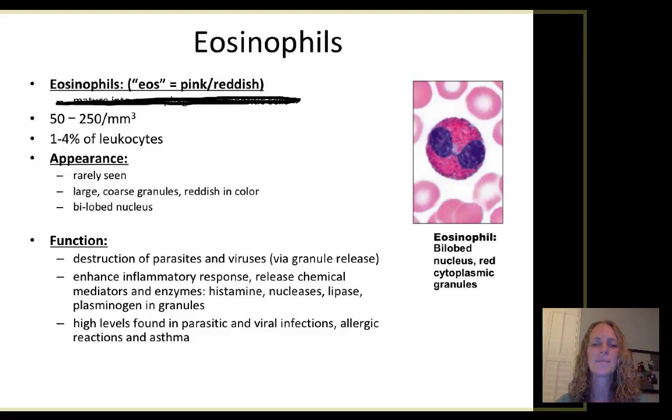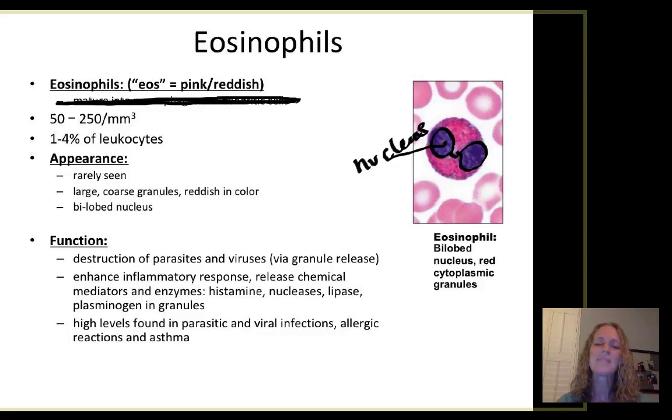Eosinophils get the eos portion of their name because they have a pinkish reddish tone to their cytoplasm. They are granulocytes. They have large, coarse granules, and those granules are reddish in color. They have a very interesting bilobed nucleus. So one, two lobes to the nucleus here. I have to tell you that this reddish color is not quite as visible as this image shows, but that's what they tell us.